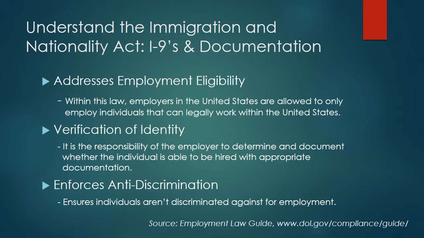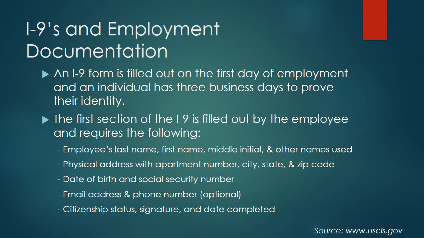Let's look at how this process works. An I-9 form is filled out by each individual on their first day of employment. Employees have up to 3 business days to prove their identity with documentation. The I-9 instructions list specifics in regards to what documents can be used. A company is not able to tell an employee which documents to provide.